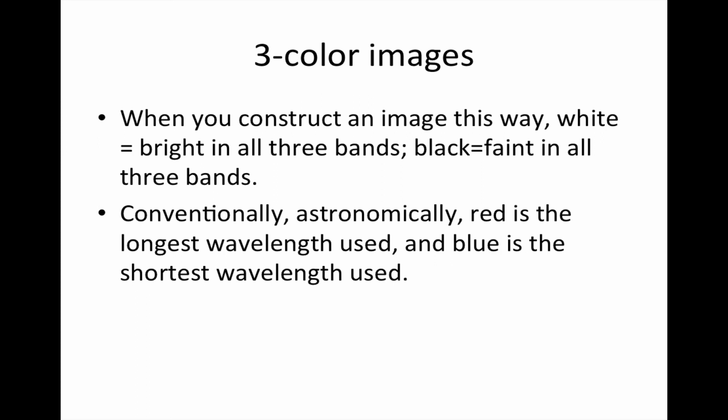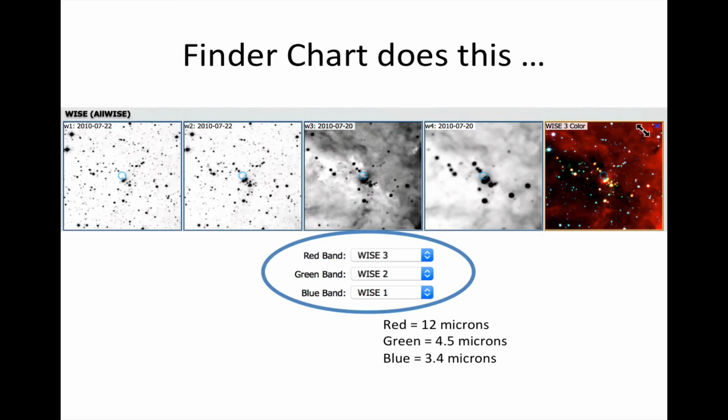Conventionally, when you're doing astronomical images, you want the red plane to be the longest wavelength you use and the blue plane to be the shortest wavelength you use. But you can do whatever you want. When you do the Finder Chart, it comes up by default using red for 12 microns, green for 4.5 microns, and blue for 3.5 microns. That's the way that it comes up by default, but you can change it.